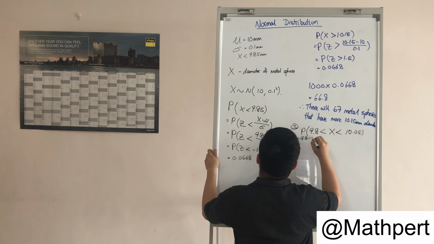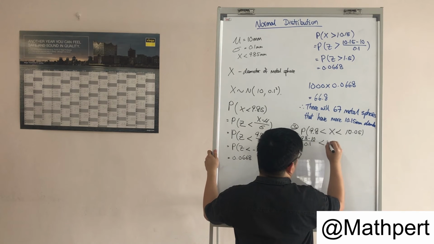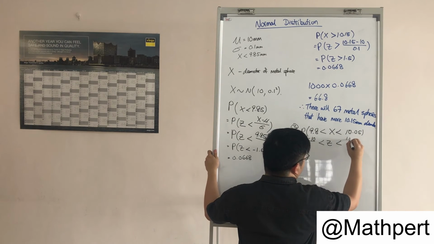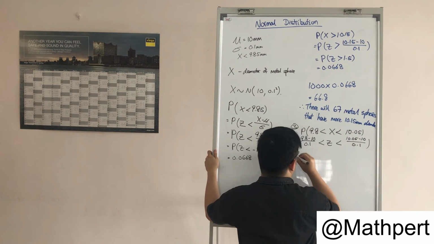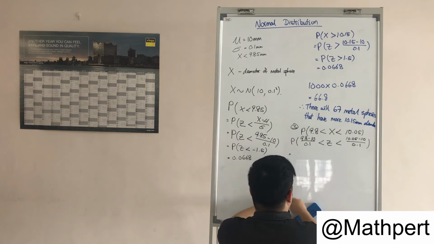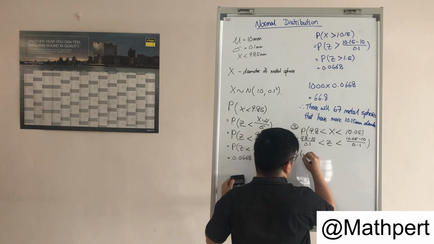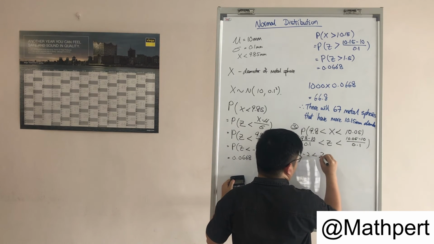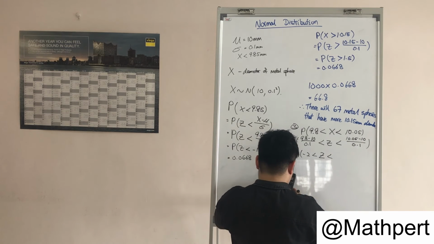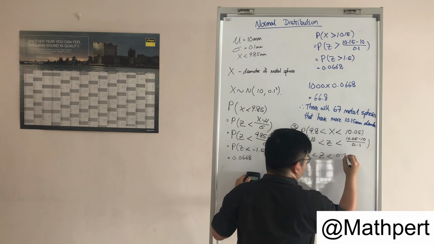Z equals 9.8 minus mean 10 over standard deviation 0.1, and Z equals 10.05 minus 10 over 0.1. So how much do we get here? 9.8 minus 10 divided by 0.1, we get negative 2. So here will be negative 2. Here will be 10.05 minus 10 divided by 0.1, we get 0.5.